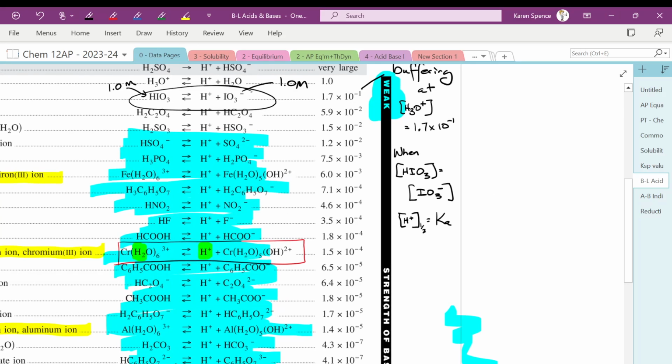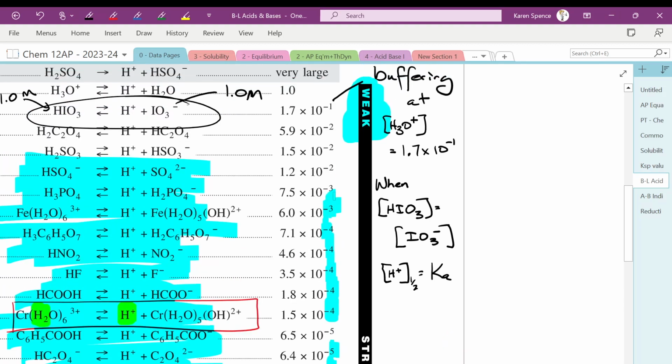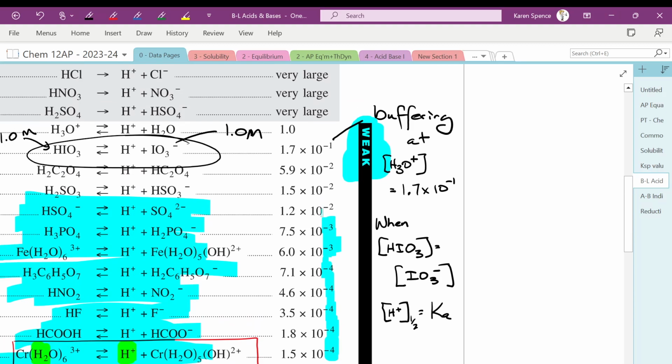Do you understand why we're buffering at pH less than 7? It's because the Ka would give you a pH of 5-ish. These would give you a pH of 4-ish. This would give you a pH of 3-ish. These would give you a pH of 2-ish. Where do I need to stop, though?